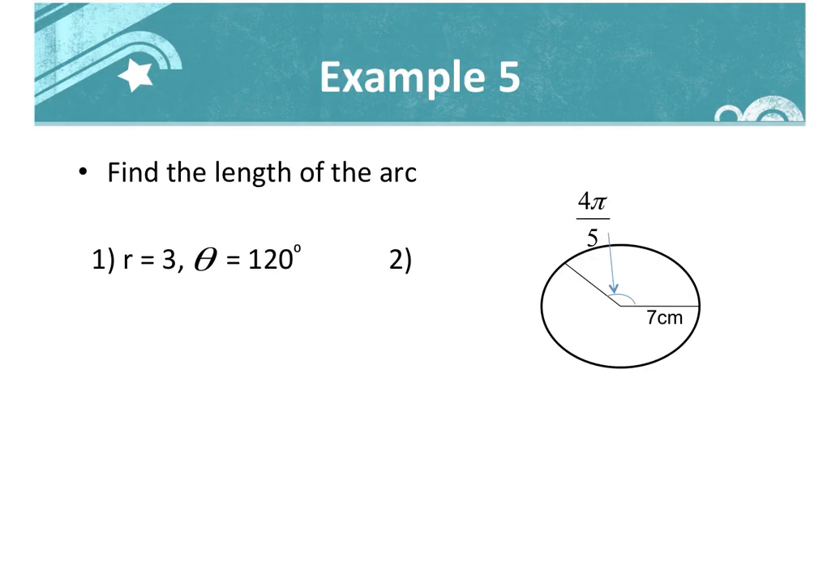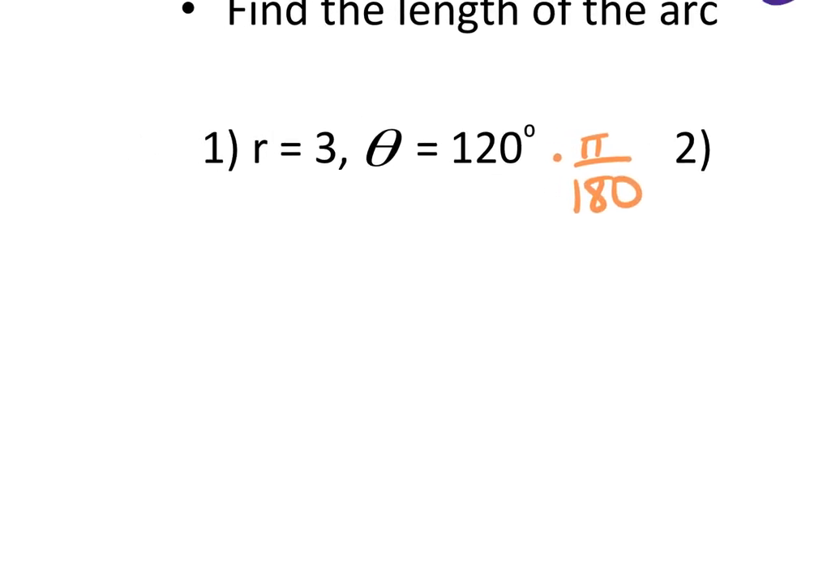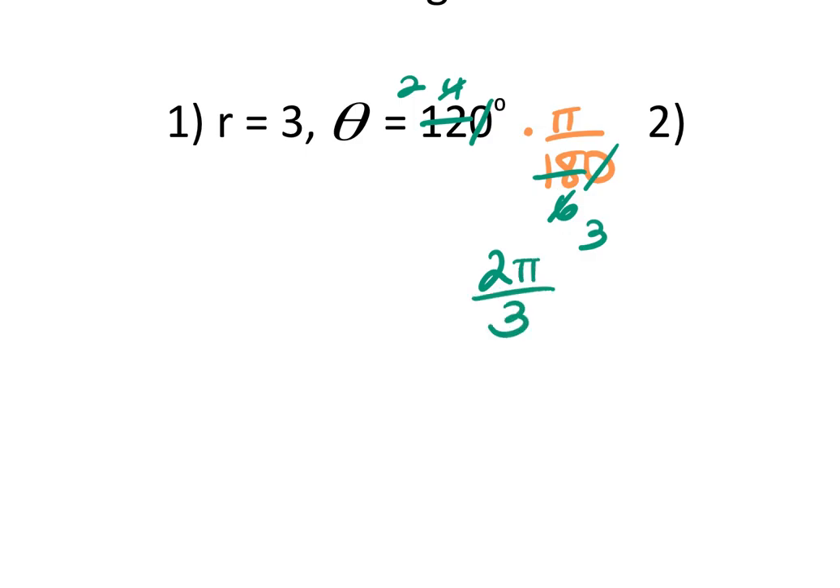So example 5, find the length of the arc. Number 1 says R is 3 and theta is 120. Is theta in radians? No, so we got to convert it. How do we convert to radians? Good, multiply by pi over 180. So the zeros again cancel. 2 goes into both those. 3 also goes into both of those. This would be 4 and 6, and then I can go 2 again. So 2 pi over 3 is theta.